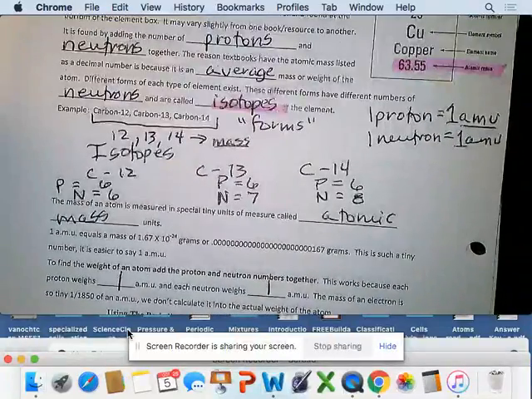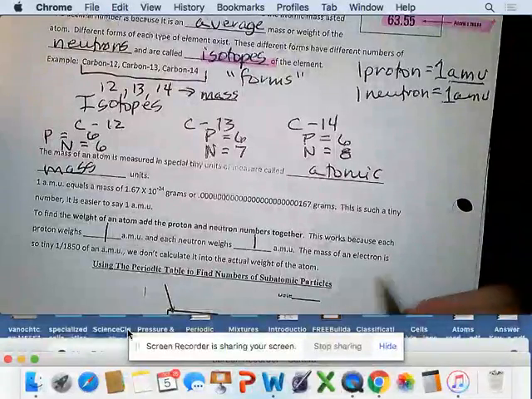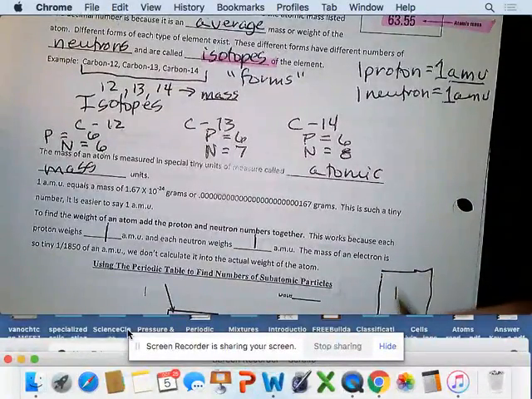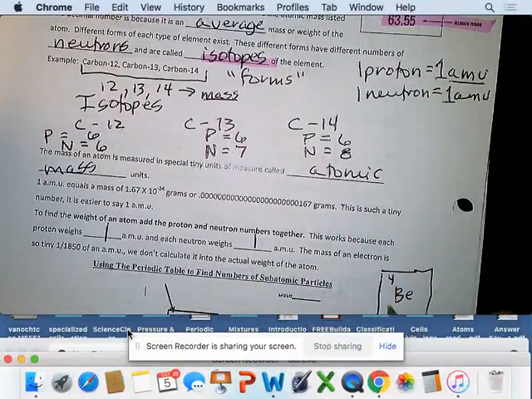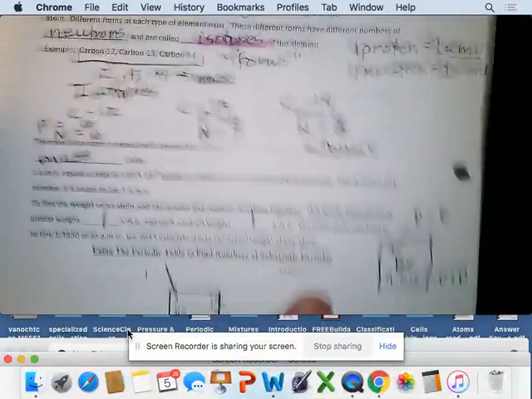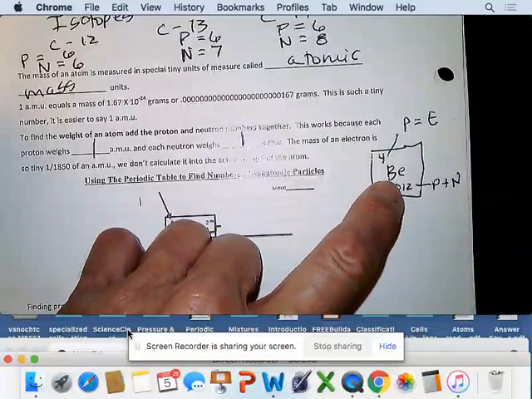So how can you use your periodic table to find your neutrons? Well, let me just draw a picture right here real quickly for you. So let's pick an element. Let's do beryllium. Beryllium's got a 4 right here, and it's got a 9.012. Okay, so let's write this down on our sheet. This is a box off the periodic table for the element beryllium.